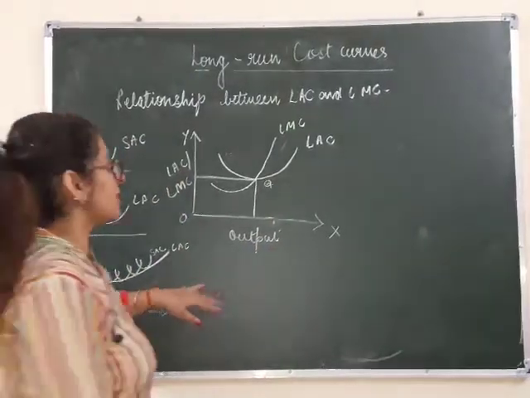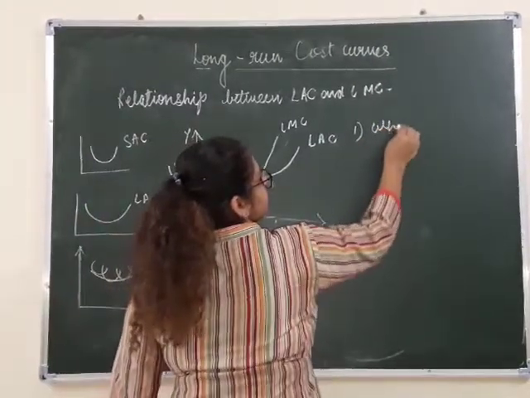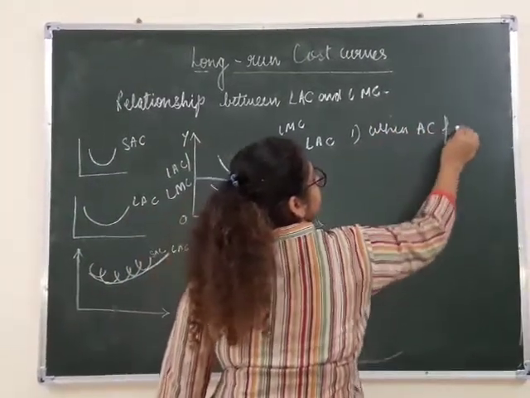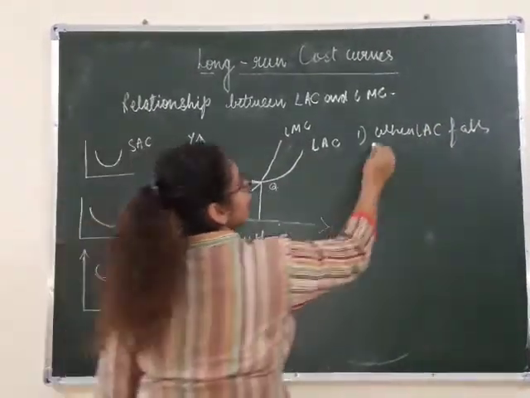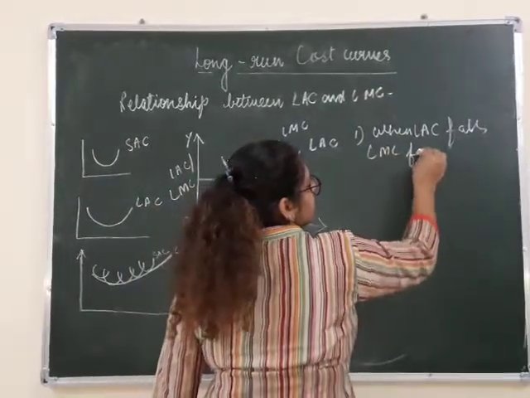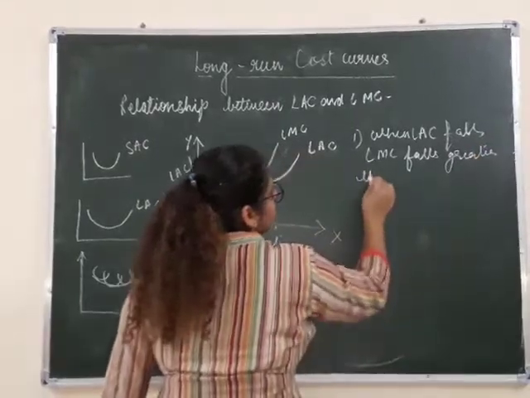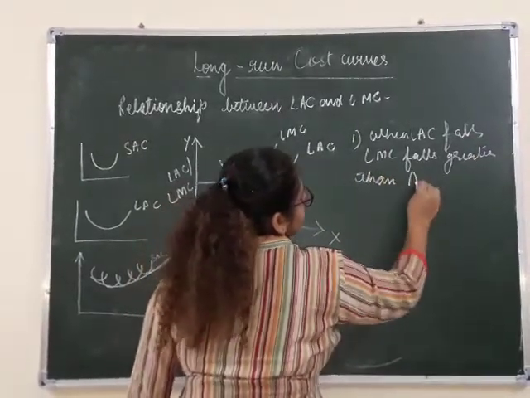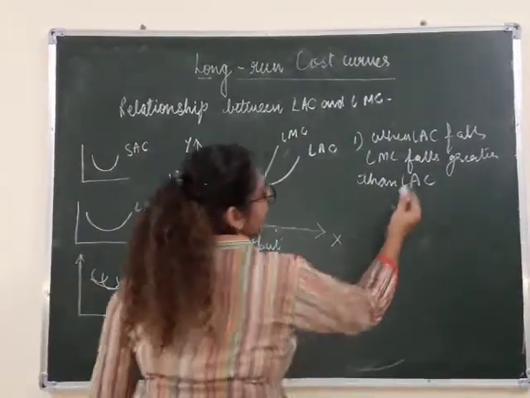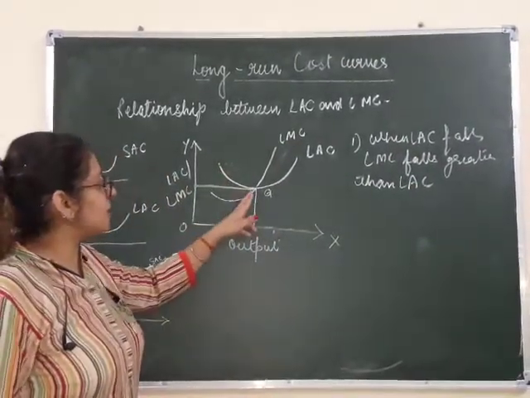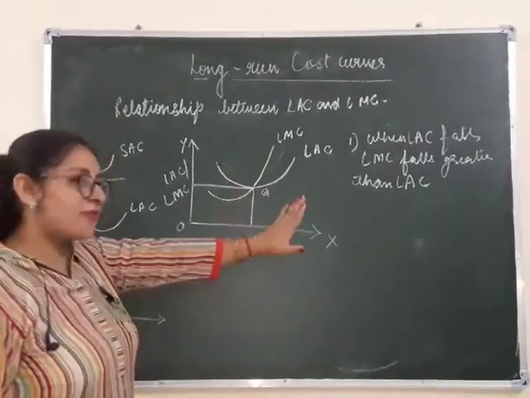Now let me explain the relationship. Number 1, when long run AC falls, then long run marginal cost falls greater than AC. When AC falls, then MC falls greater than AC. See, this is your first relationship.